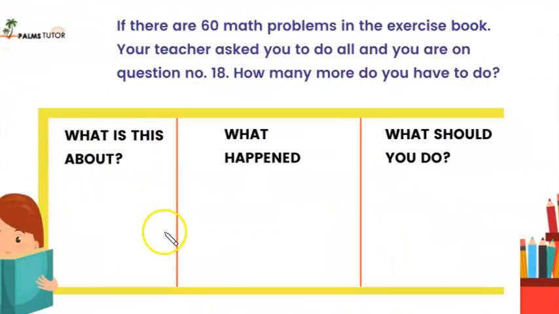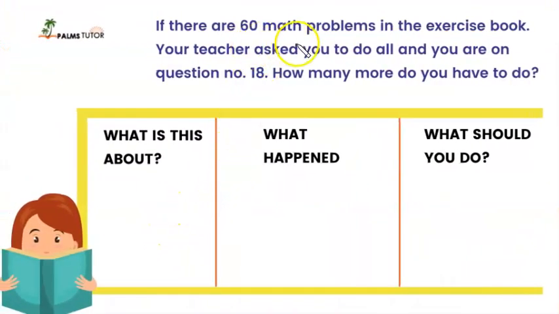So let's say one sentence per time. This is the first sentence, right? If there are 60 math problems in an exercise book, what's this telling you about? About what? 60 math problems. So this is about some math problems, right? So I'm talking about 60 math problems. That's what this is all about.